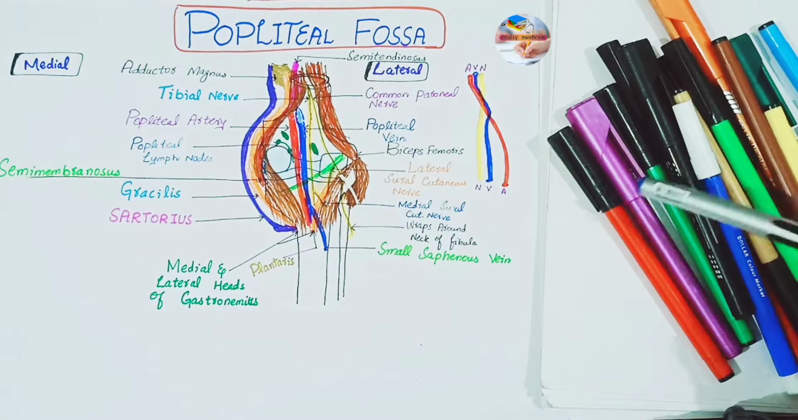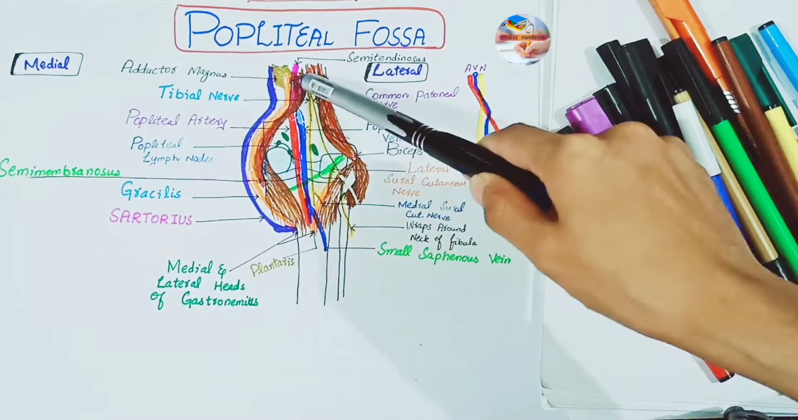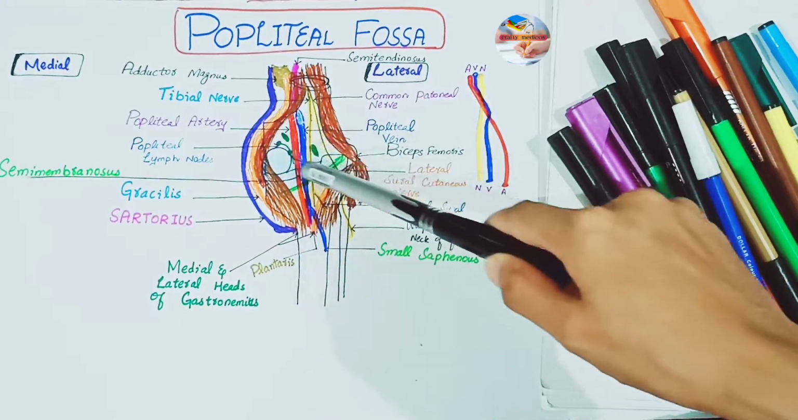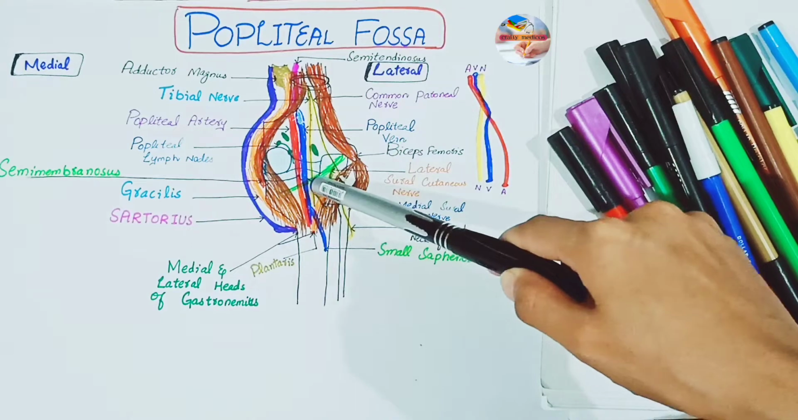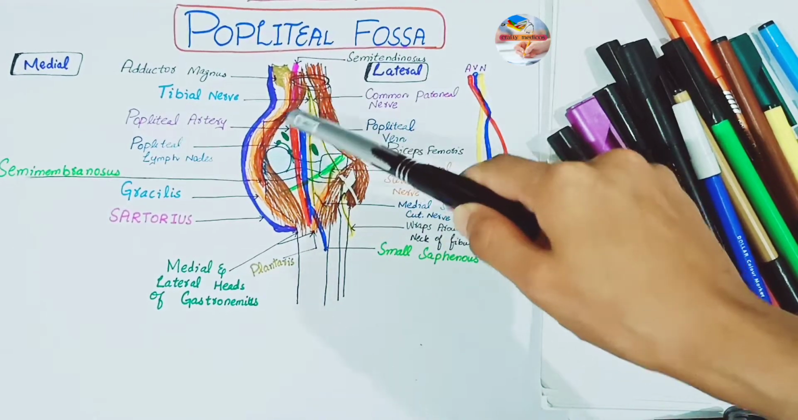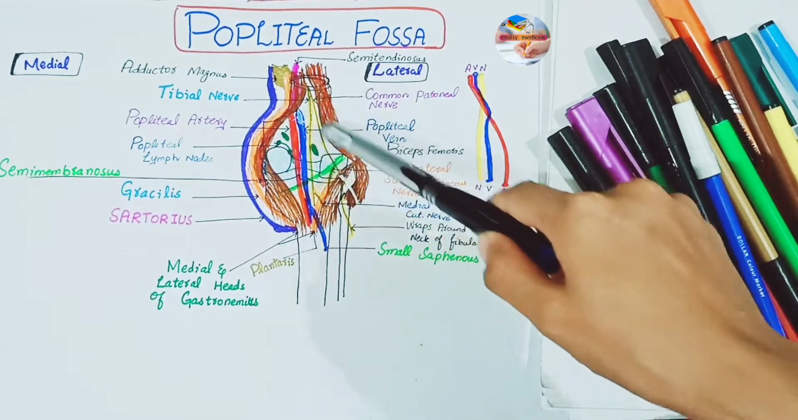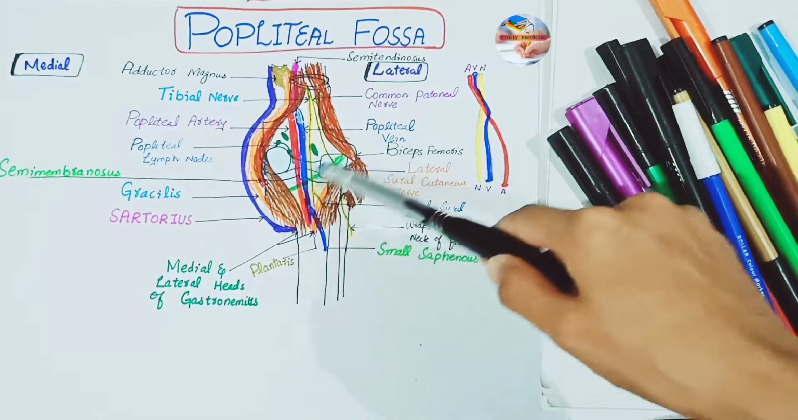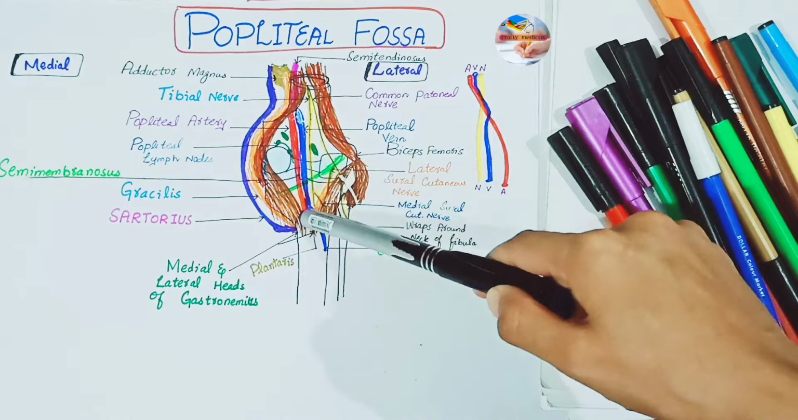Popliteal fossa is a shallow diamond-shaped, fat-filled depression at the back of the knee joint, at the lower part of the femur and the upper part of the tibia. Its floor is formed from above downwards by the popliteal surface of the femur, the capsule of the knee joint, the oblique popliteal ligament, and the strong fascia covering the popliteus muscle.